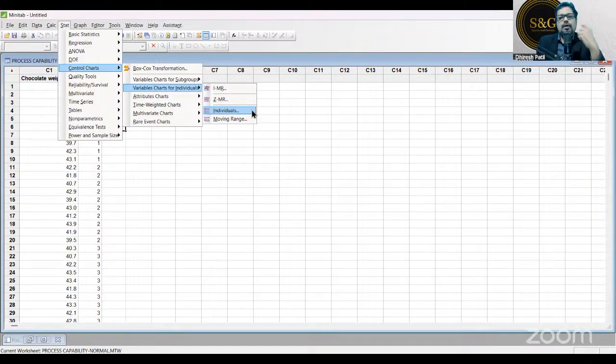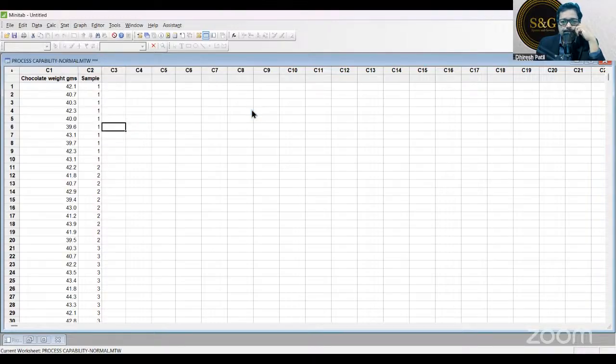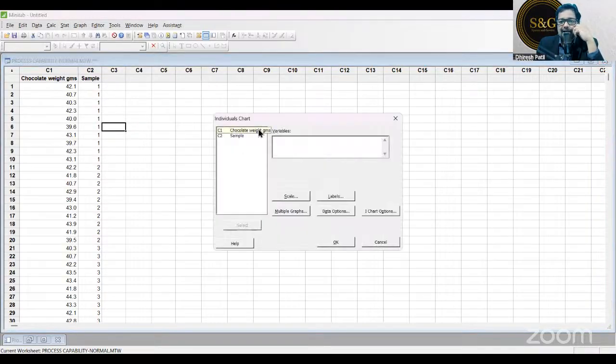Done? Everybody with me? Anybody behind, please let me know. See, I have already shown you the sequence: Stat, Control Charts, Variable Charts for Individual. Once you click on that, just double click on chocolate weight. No problem, Narsimha, it's very simple. We need to go to I-Chart. That's it.